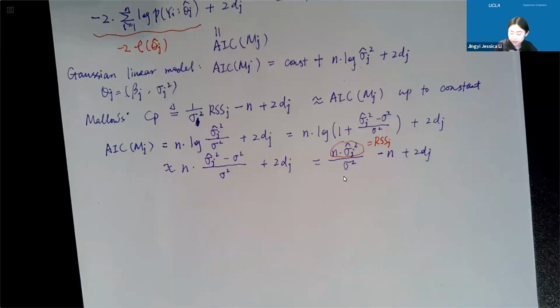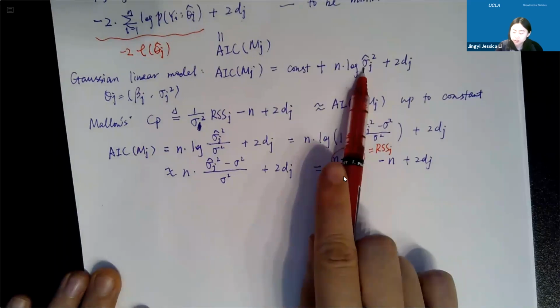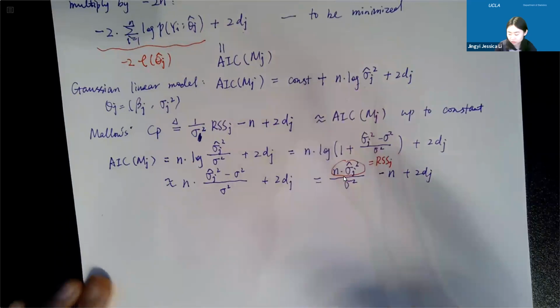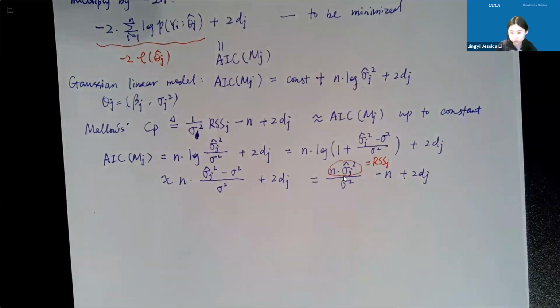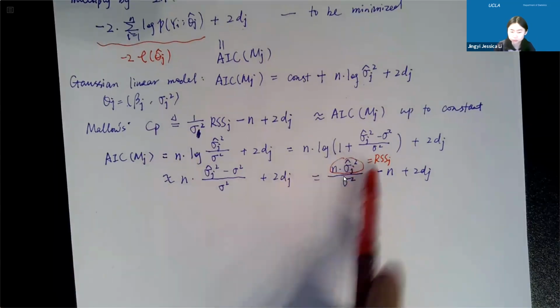But the key thing here is in Mallow CP, you have this constant sigma square to be estimated. That's the true sigma square. And usually people just use the full model, the largest model you want to consider, to estimate that. While in the original definition of AIC of this form, you just need the sigma j square estimate, the hat, from your given model J. You don't need to have this additional term to be introduced. But once you compare the models, you will get almost the same result from using Mallow CP and AIC, because of this approximation by log.